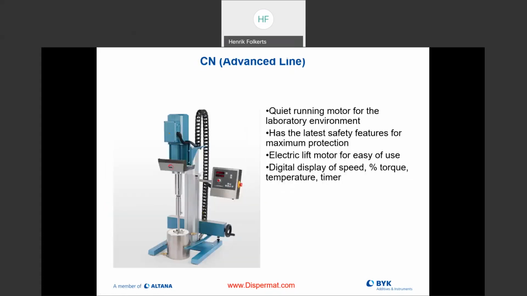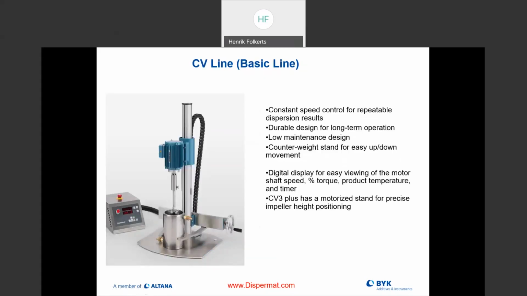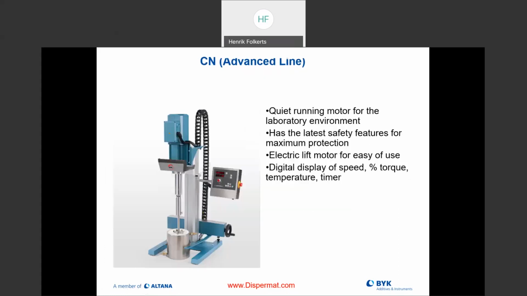The next most popular line for lab and pilot scale is the CN. Same motor design as the other models, bigger stand configuration. And here we have the ability to set that working threshold, that safety feature, digitally on the display, so we don't have that magnetic slider; we do that right here on our control panel. And also an electric lift motor, to move the motor up and down electronically, not by hand. And the CD will also do that electronically, not by hand, as the LC.